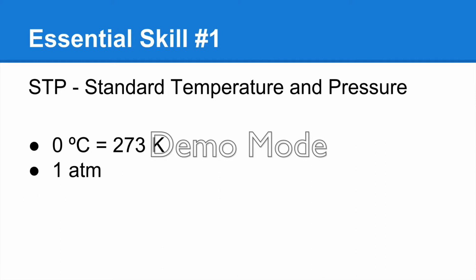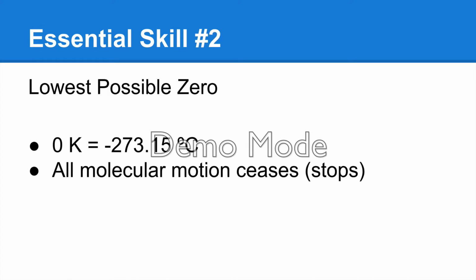Essential skill number 1 is very simple. It's just STP, standard temperature and pressure, 0 degrees Celsius and 1 atmosphere. If you do it in Kelvin, it's 273 Kelvin and 1 atmosphere. Something to remember.